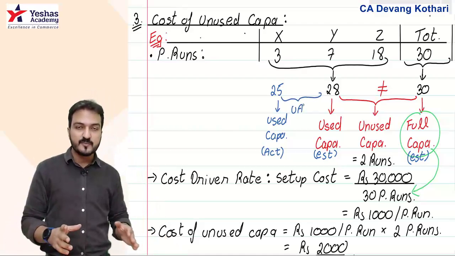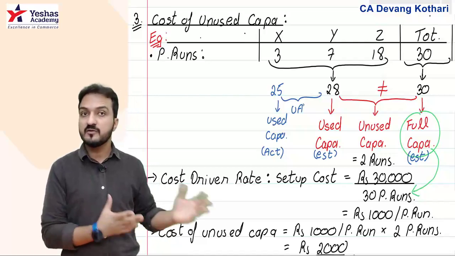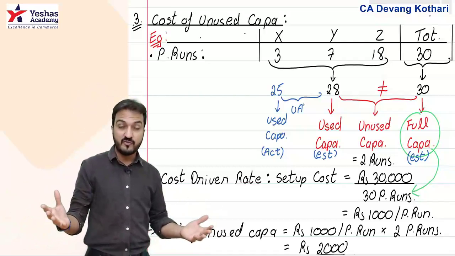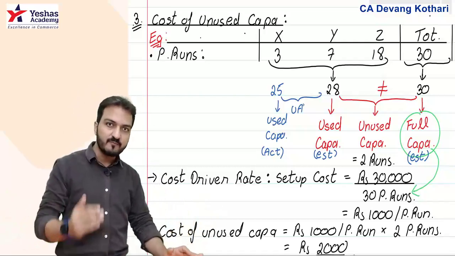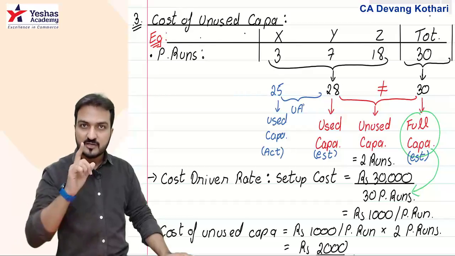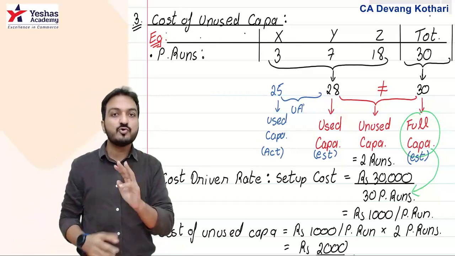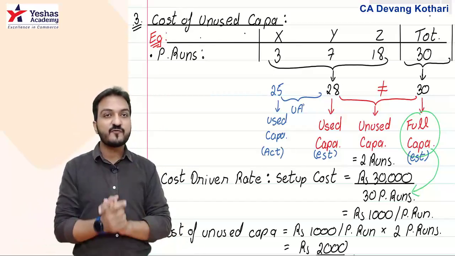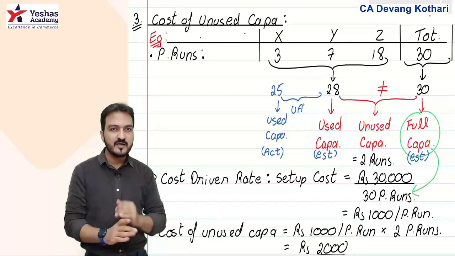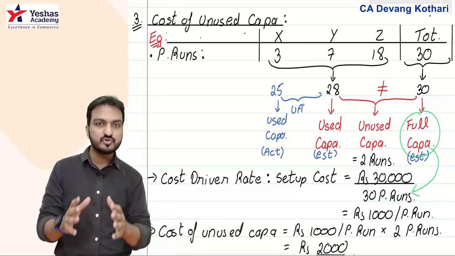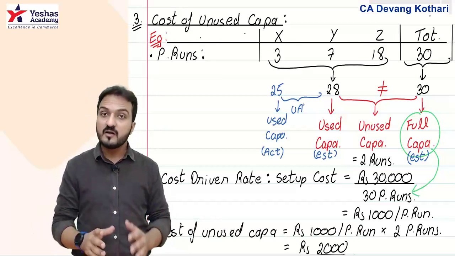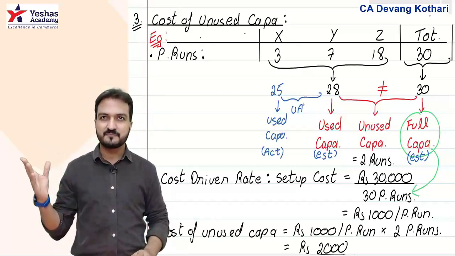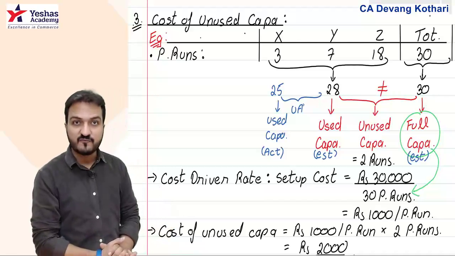Because in actual you were able to recover the overheads only from 25 actual production runs. So 3 production runs overheads you could not recover, that becomes your under absorption. In short, the difference is that unused capacity cost is already estimated, while under absorption does not come in estimate. Under absorption comes in actual only. Done? Yes. Okay, so that is my cost of unused capacity.